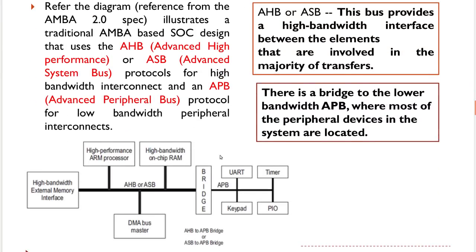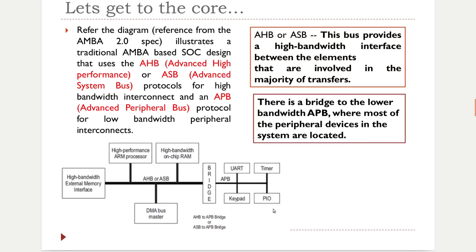Now, this is the diagram that I wish you refer to immediately to understand things better. This is the architecture which we have taken from the AMBA 2.0 spec. This is how the AMBA architecture is conveyed. This is the traditional design where we can have AHB, which is nothing but Advanced High Performance Bus, or ASB, Advanced System Bus, for high speed bandwidth interconnect, which means high performance ARM processor, high performance on-chip RAM, DMA, high bandwidth external memory. All these are highly demanding. The requirement is highly demanding. So in this case, we are supposed to go with AHB or ASB. Both are almost of the same quality, so we need not break our head much about it.